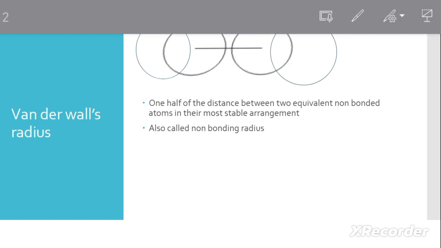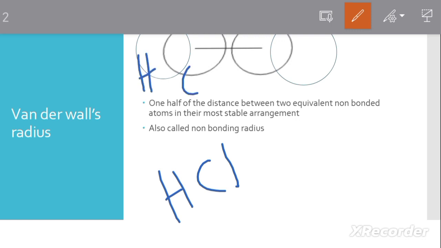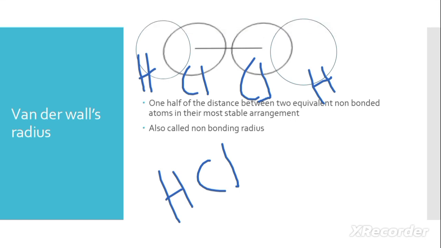So we will take HCl as an example, right? HCl. Here a hydrogen atom is there, here a chlorine atom is there, here a hydrogen atom, here a chlorine. The distance is taken between two like atoms. Chlorine, chlorine, they are like atoms, but they are bonded to a different atom. Chlorine is stable when it is filled with another electron. That electron is given by hydrogen. So here chlorine is in its most stable arrangement.